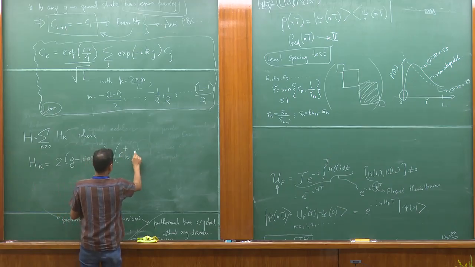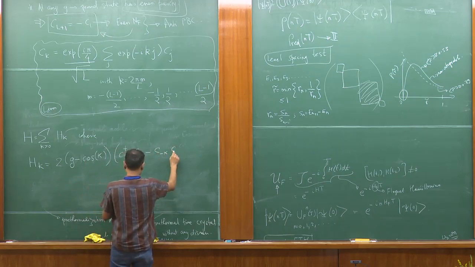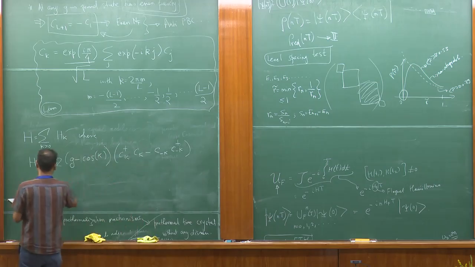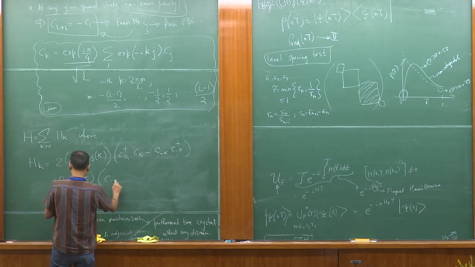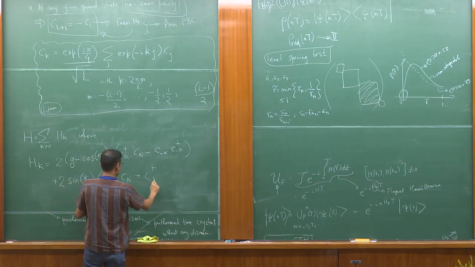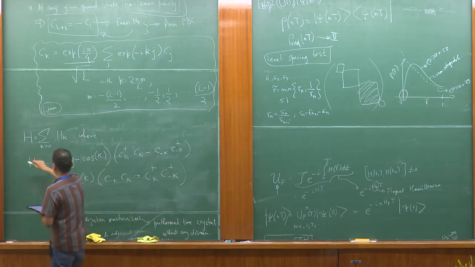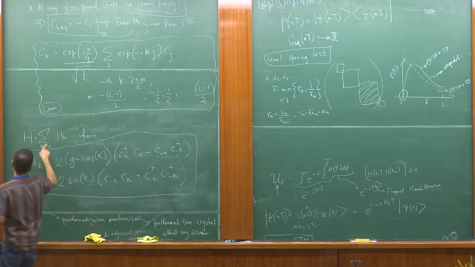C dagger k, Ck minus C minus k, C dagger minus k, plus 2 sine k, C minus k, Ck plus C dagger k, C dagger minus k. So it's a bunch of non-interacting problems in momentum space.